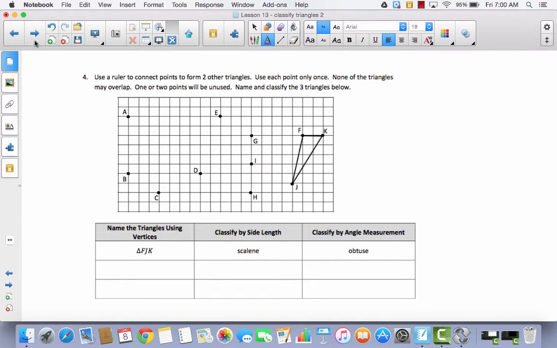All right, use a ruler to connect points to form two other triangles. Use each point only once. None of the triangles may overlap. One or two points will be unused. Name and classify the three triangles below.